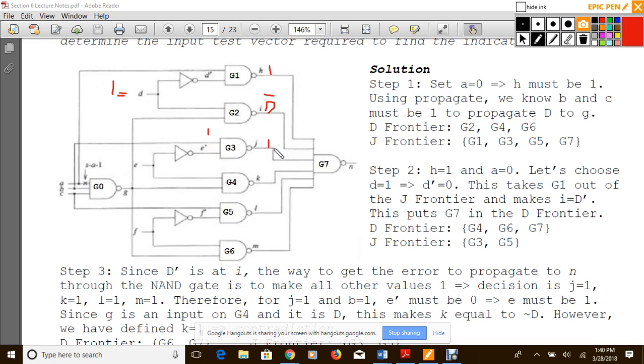Correct. So we want a 1 though, right? So E bar has to be 0, which means E has to be 1, right? So if we get 1 here, so 1 in D bar, what is 1 and D bar in a NAND gate? D, correct. Right? Which is not 1.